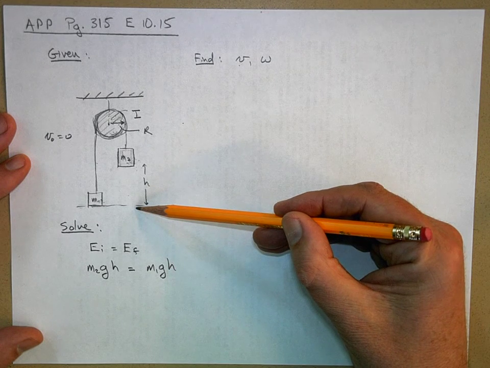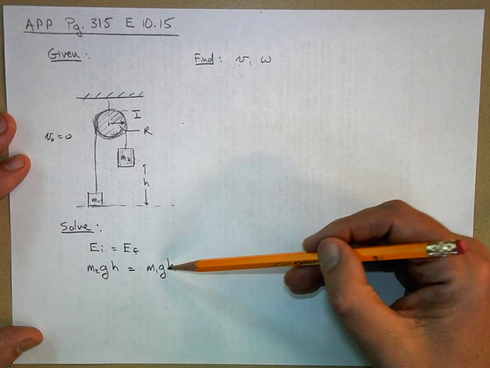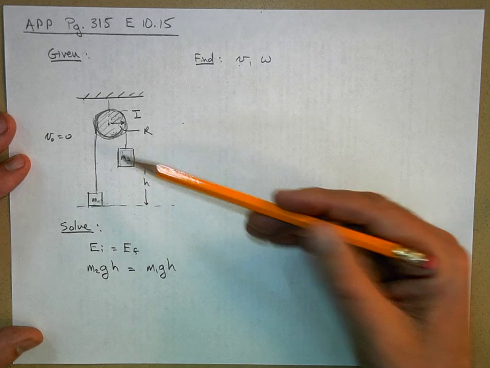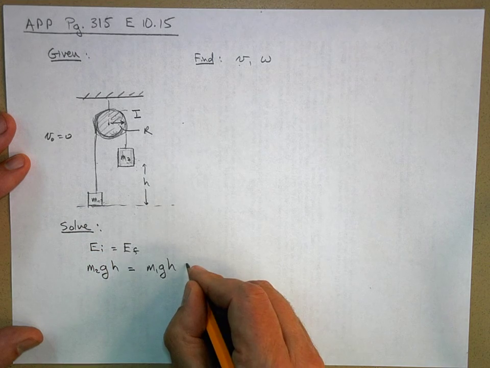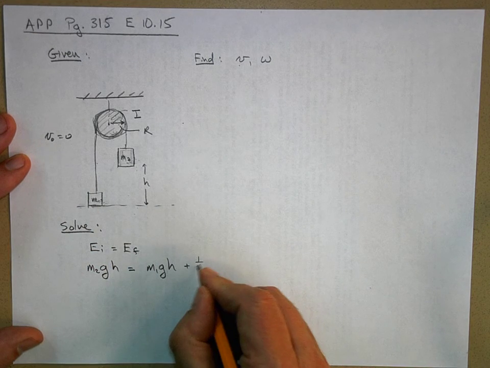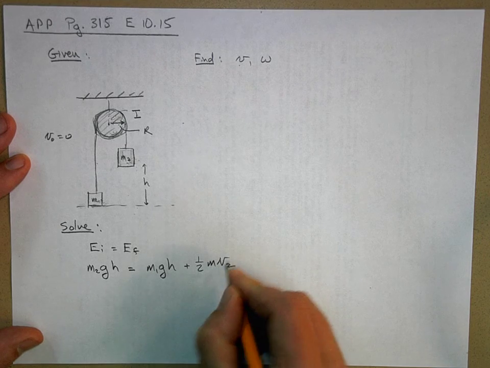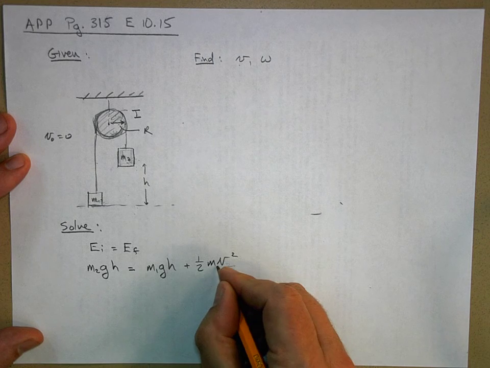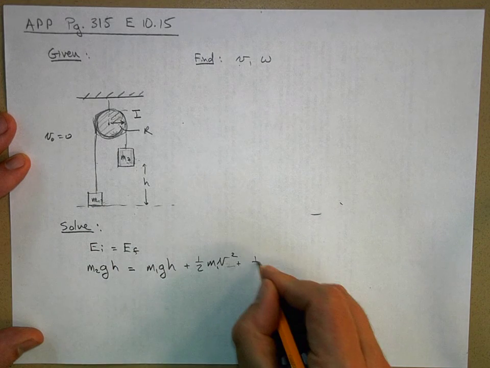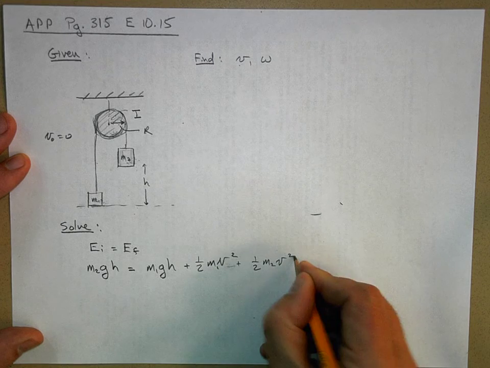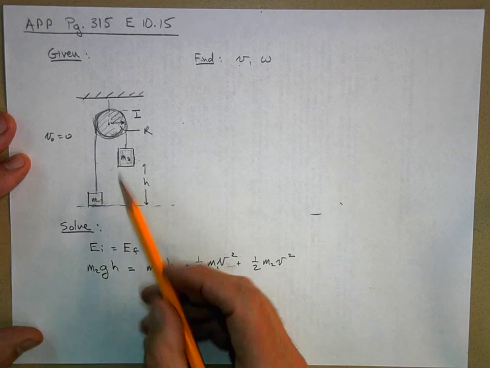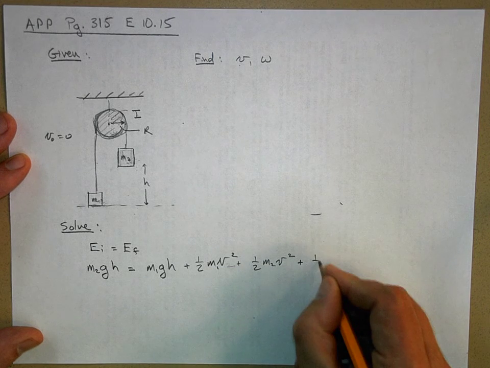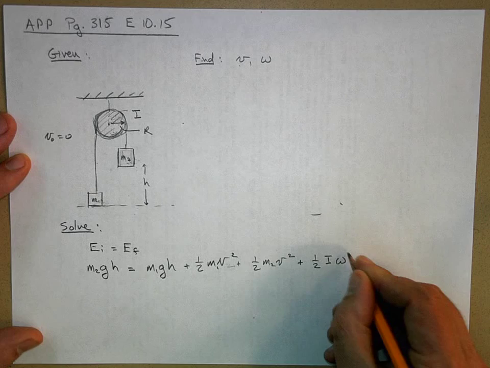Doesn't that make sense? If this falls down h, this goes up h. So M1 now has gravitational potential energy. But both of these objects have kinetic energy, 1/2 mv squared. And the pulley has rotational energy.